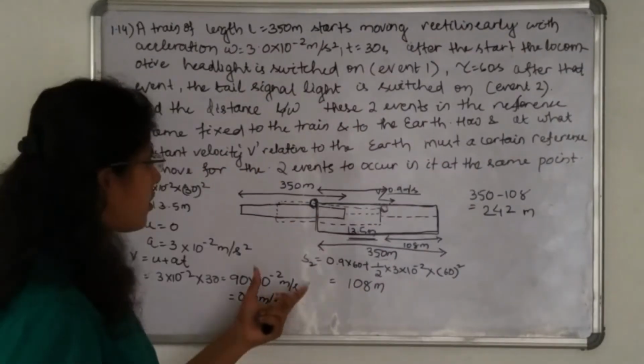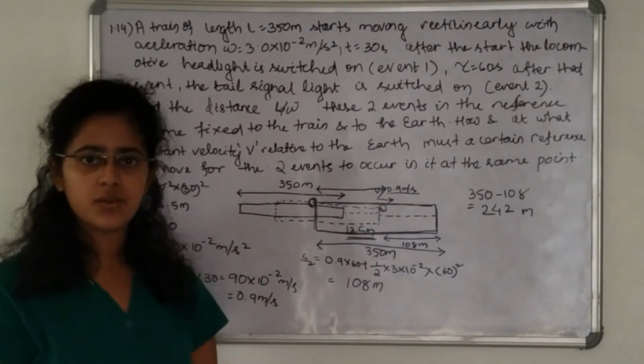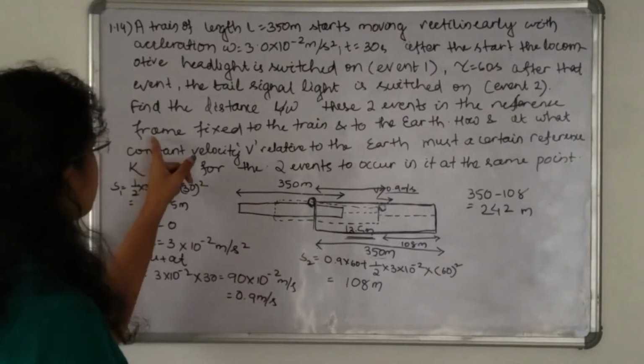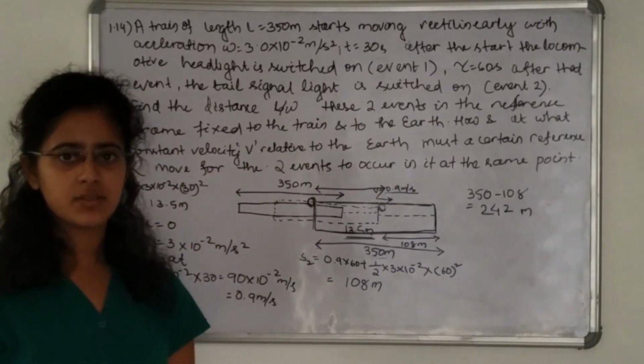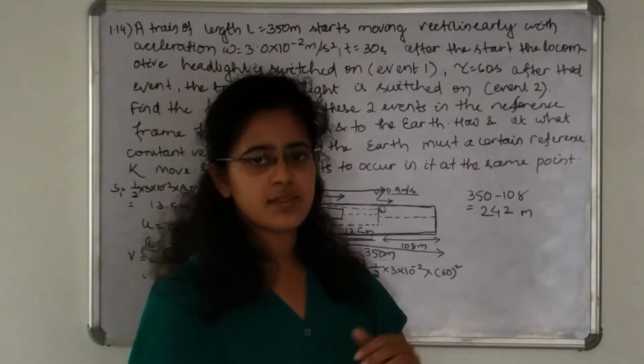242 meter. So all these events which I am calculating here are with respect to the yacht frame. Next, we have to calculate in the frame fixed to the train. Let us say I am inside the train, and the train is traveling in this direction.